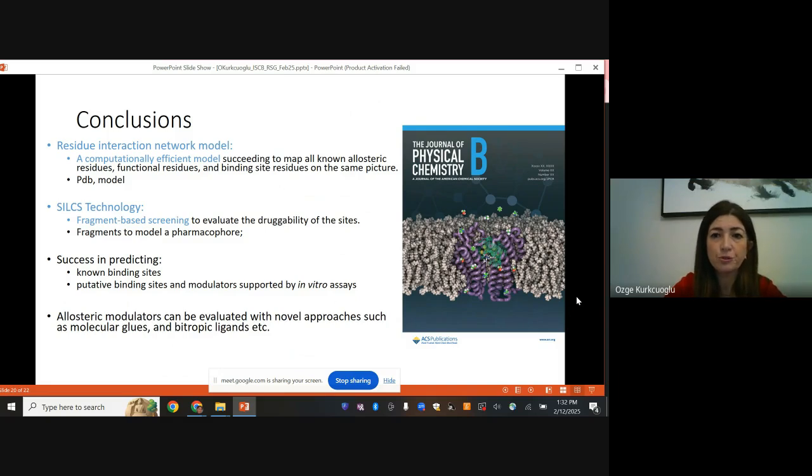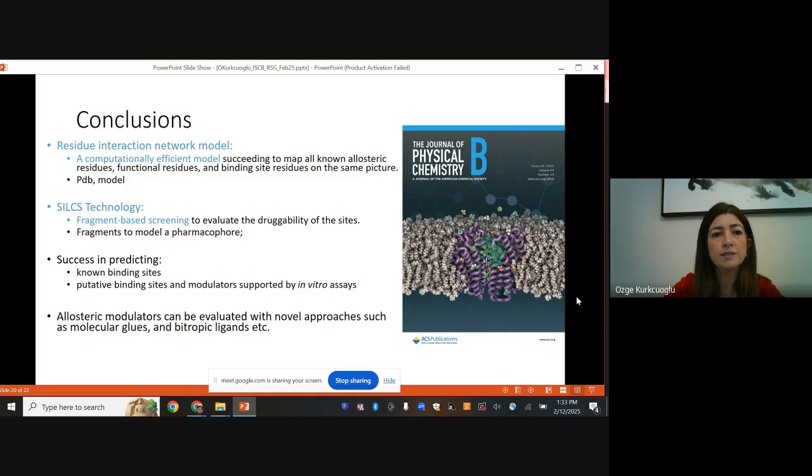I was able to convince you that the residue interaction network model is a computationally efficient model, first of all, and it succeeds to map all known allosteric residues, functional residues, binding site residues on the same picture for all the investigated cases. And the only input it takes is a crystal structure. Actually, it is better to just work with multiple crystal structures for better predictions.